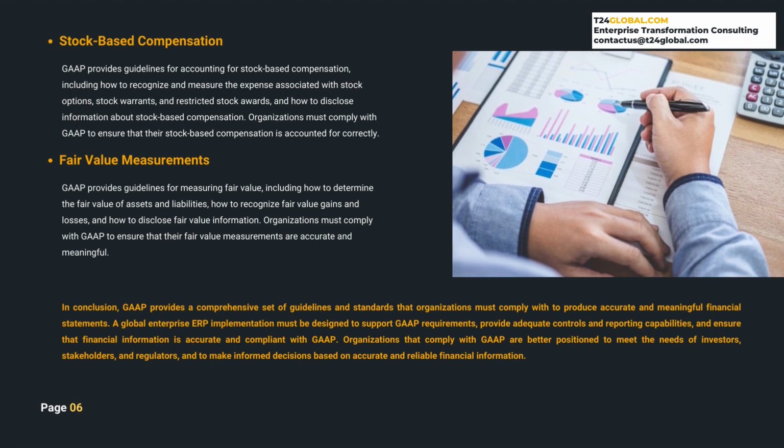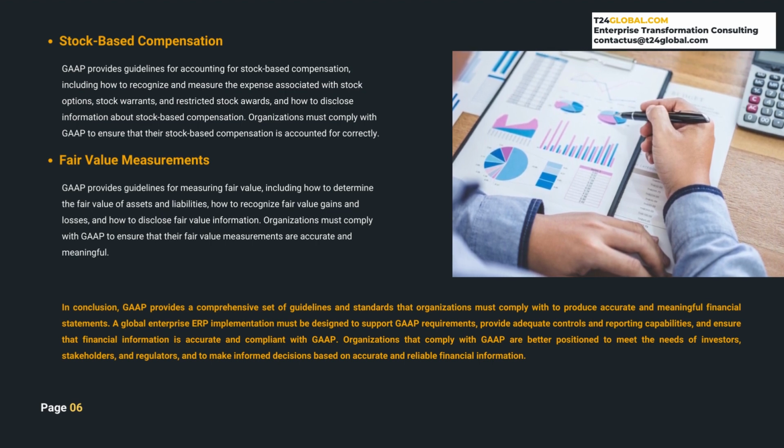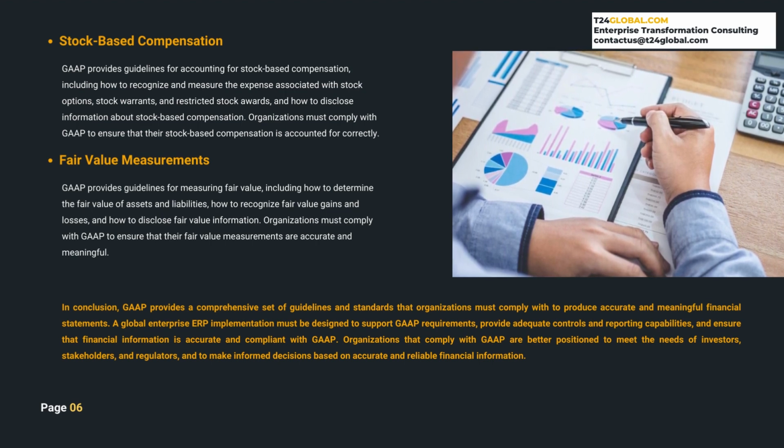11. Stock-based compensation. GAAP provides guidelines for accounting for stock-based compensation, including how to recognize and measure the expense associated with stock options, stock warrants, and restricted stock awards, and how to disclose information about stock-based compensation. Organizations must comply with GAAP to ensure that their stock-based compensation is accounted for correctly.